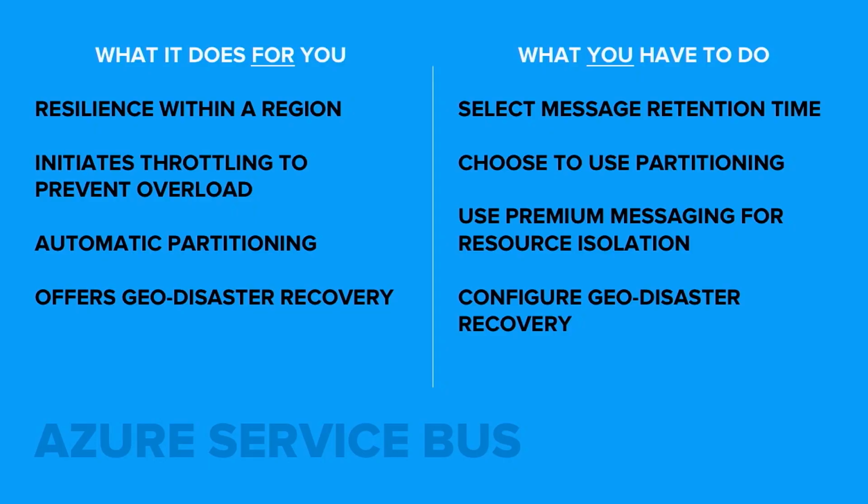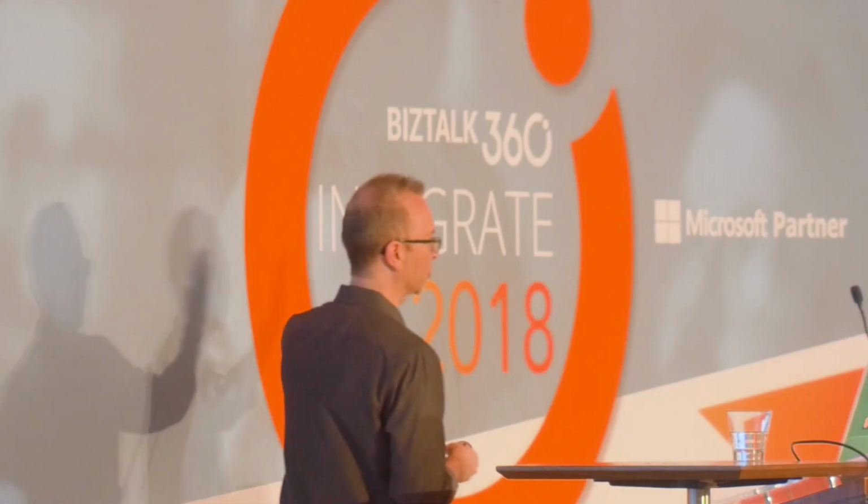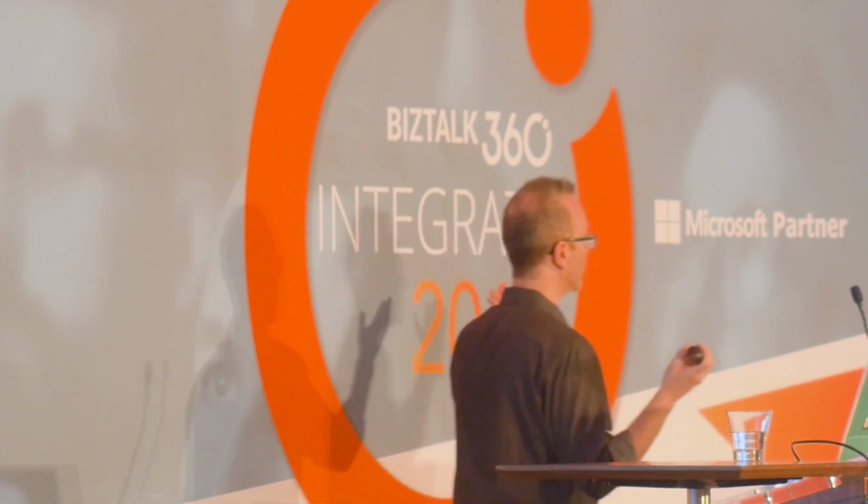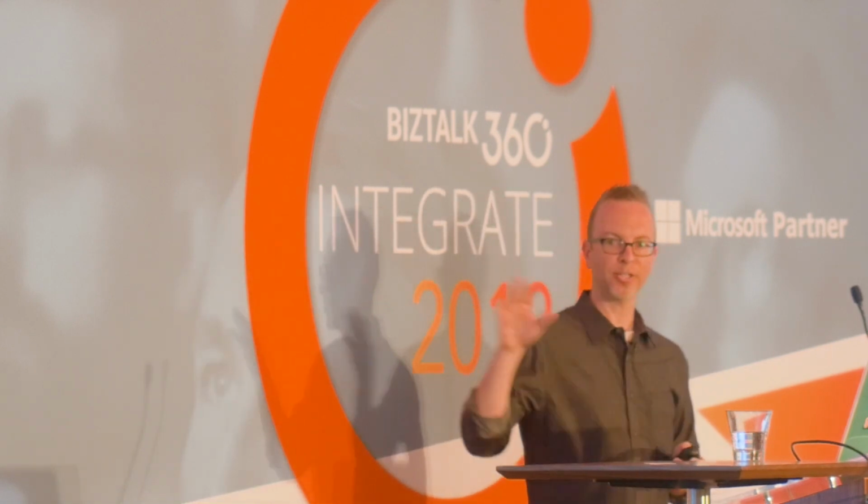And then finally, you have to configure geo-disaster recovery. While that's built in and the paired namespaces are super cool, this is totally up to you. If you don't do this and Azure Service Bus hits a regional outage, you're out of luck, right? So you've got to actually choose to make sure you stay available there.